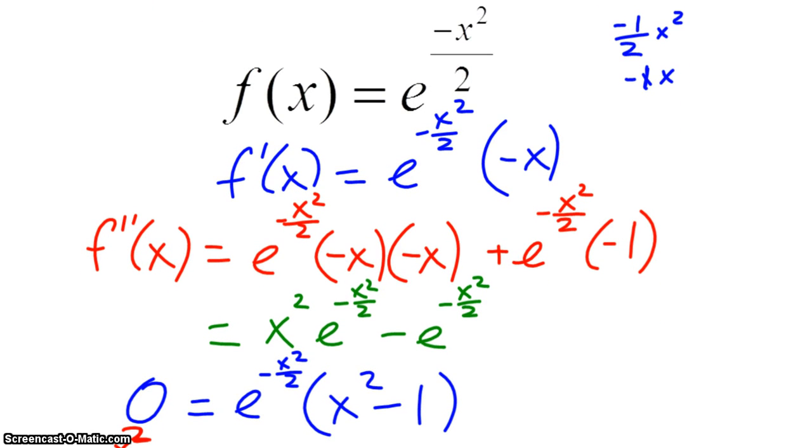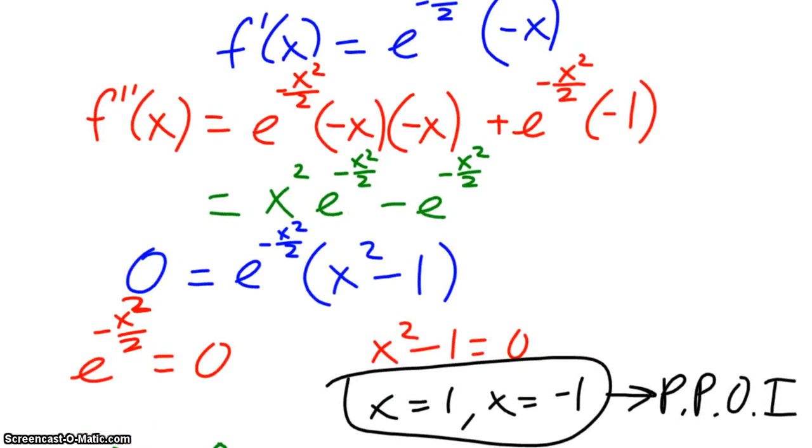Well, first, if we do the first derivative, f prime of x equals e to the -x squared over 2 times -x, because that's the derivative of -x squared over 2. And so then I do the second derivative. I have to do the product rule. So the derivative of the first, which is e to the -x squared over 2, and I know that the derivative of that is e to the -x squared over 2 times -x, and then times the second, which is -x, plus the first, e to the -x squared over 2 times the derivative of the second, which is -1.